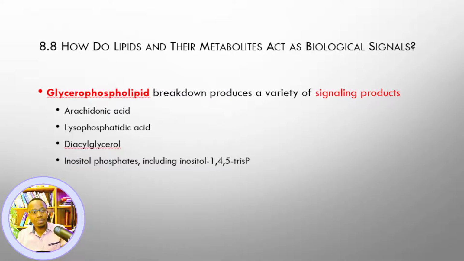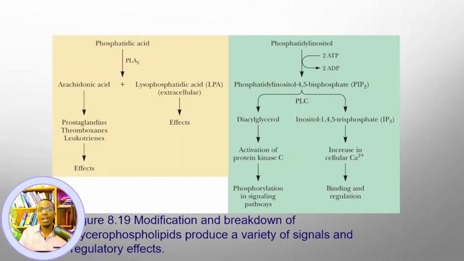All right, so an example of lipid biosynthesis and breakdown: glycerophospholipids can be broken down to produce a variety of different signaling products. Arachidonic acid is one of them, along with lysophosphatidic acid, diacylglycerol, and inositol phosphates. These are all familiar molecules involved in the cell, and you can take one glycerophospholipid and break it down. So this is an example of how it looks.